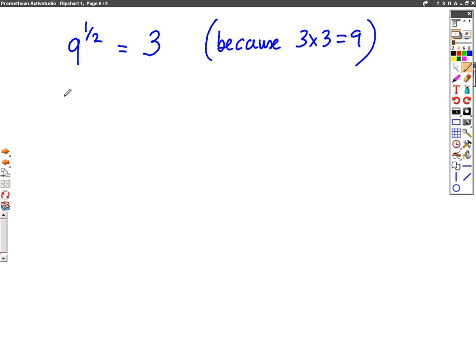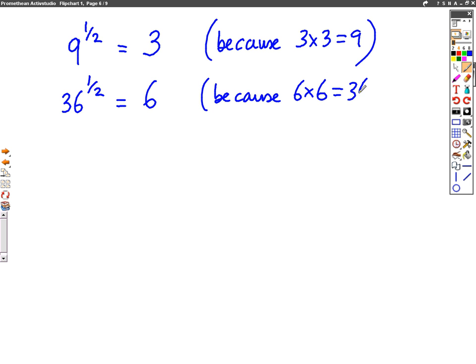Let's do another one. If we had, say, 36 to the power of half, the square root of 36, well, we need to know a number times itself gives us 36. Well, it's 6, because 6 times 6 equals 36.